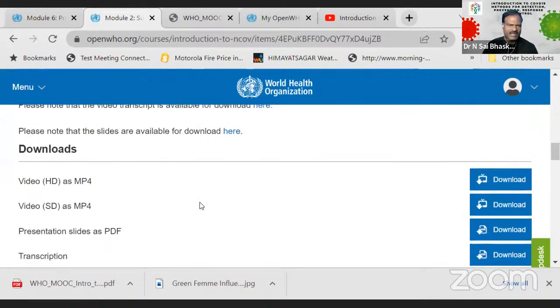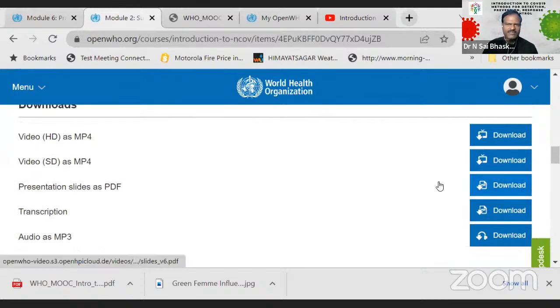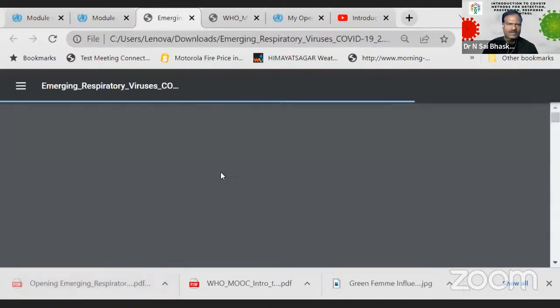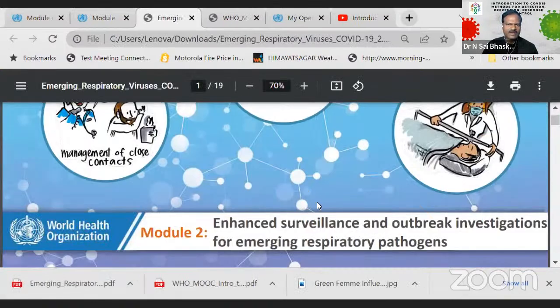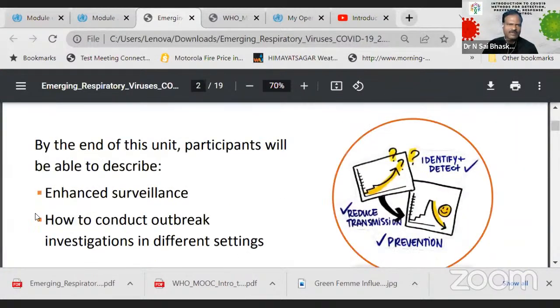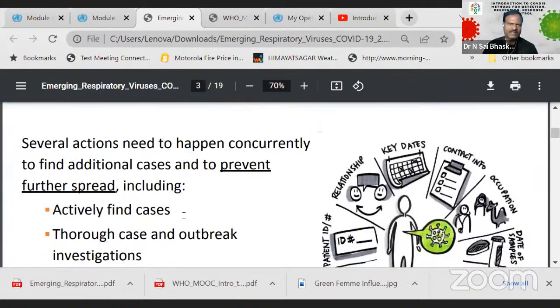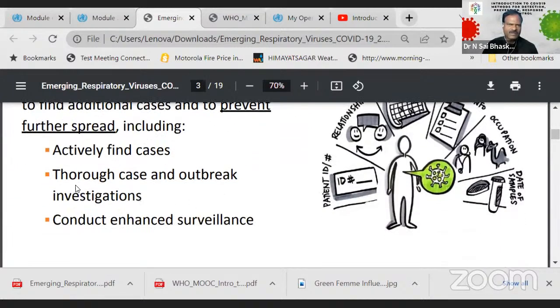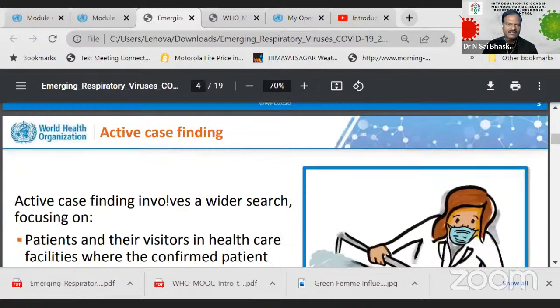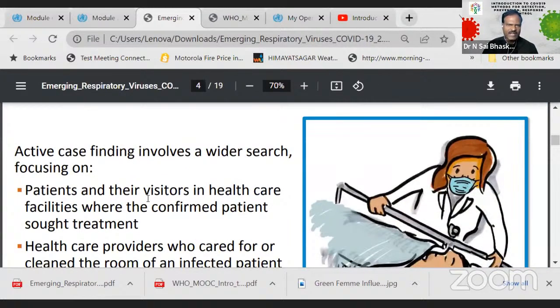So here again we have this PDF. You could see here enhanced surveillance and how to conduct outbreak investigations in different settings. That's what you would learn here. To prevent further spread, this is very essential: actively find cases through case and outbreak investigation, and conduct enhanced surveillance. So how to find it?